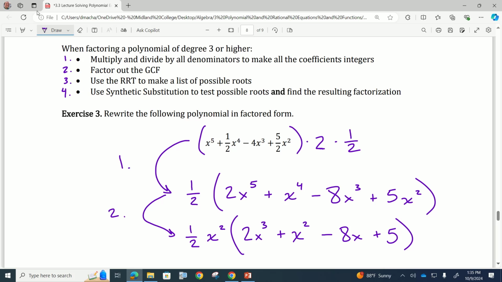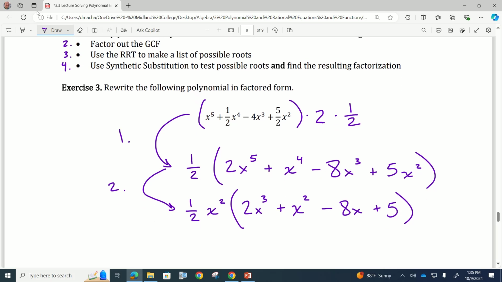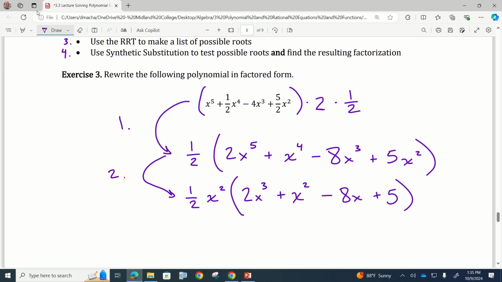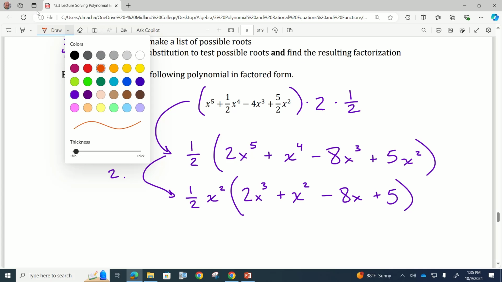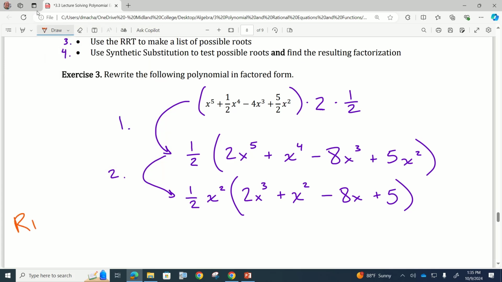Okay, so now step 3. I have left a cubic polynomial inside the parentheses, and that means I have to use the rational root theorem, right? I can't just use like the quadratic formula because it's not quadratic. And rational root theorem is the only skill we're going to learn in this class for factoring any polynomials of degree 3, 4, 5, or whatever.